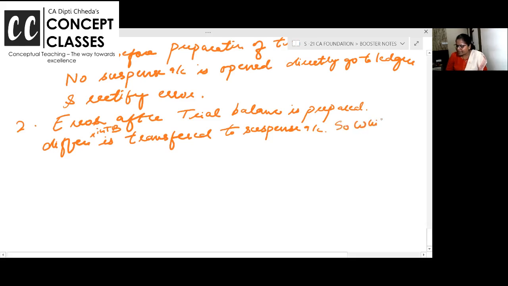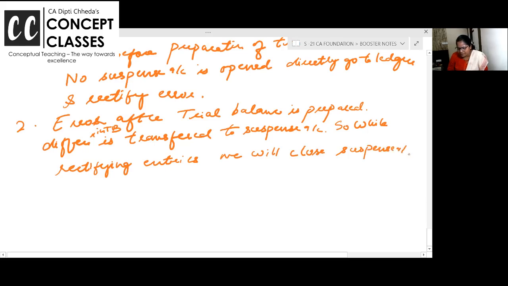So while rectifying entries, we will close the suspense account. I hope you are getting. Trial balance is prepared. Here 100, here 90. So 10 rupees we have put in suspense account. Now when we locate the error, we will close the suspense account. Comfortable with this?